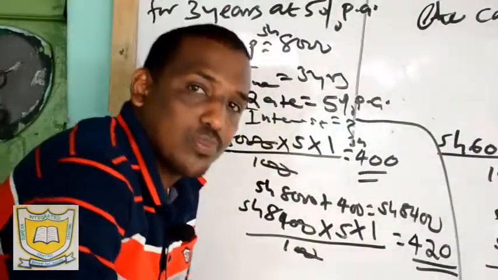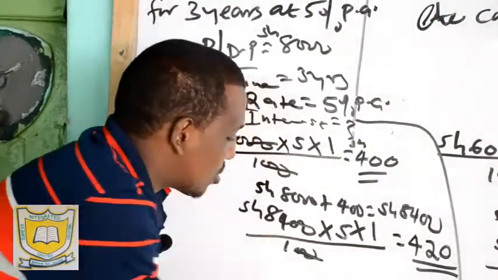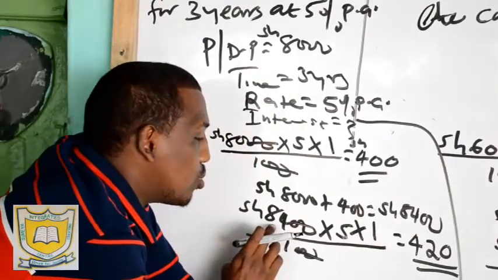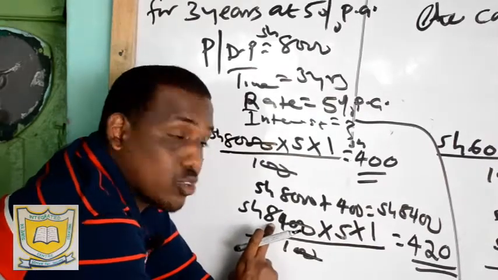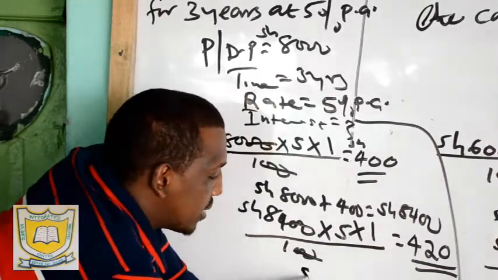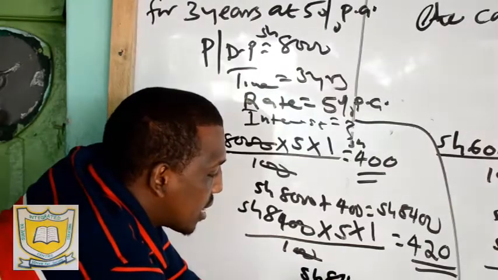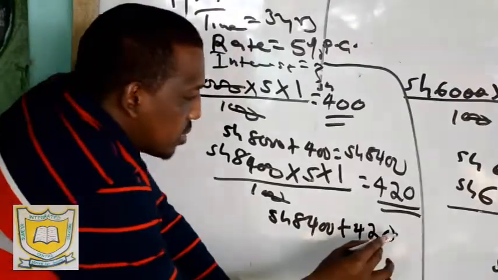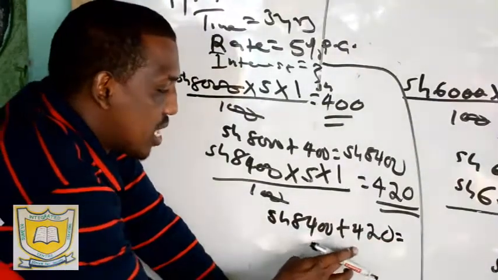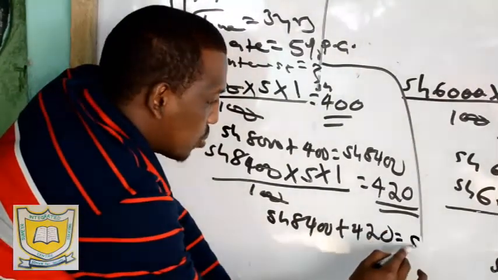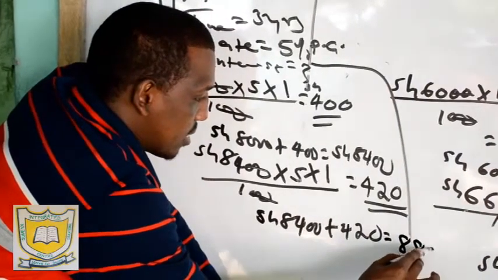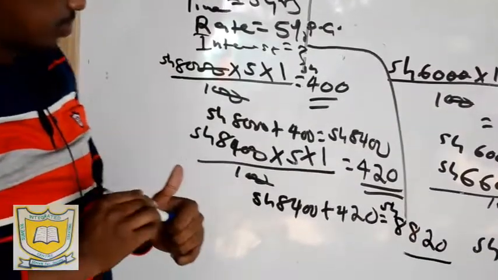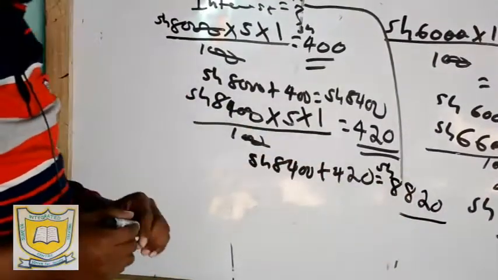We proceed now to the interest of the third year. To get the interest of the third year, we must find the principal of the third year. To get it, you add the principal you used for the second year plus its interest. So you say 8,400 plus 420, which is 8,820. Now this is the principal of the third year.